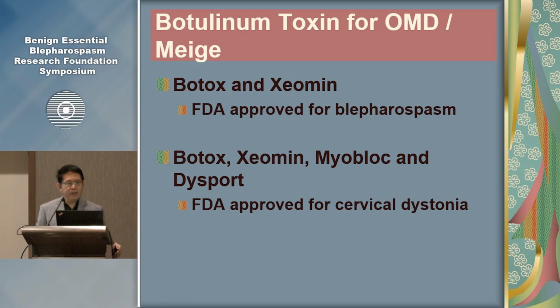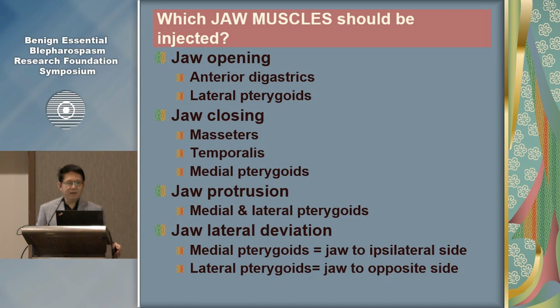Okay, so if we are going to use the toxins, then we need to know the anatomy. We first have to diagnose you with dystonia and then analyze, okay, what's happening here? Because if a patient is injected in the wrong muscle, you can make the dystonia worse. And that's especially true for the jaw. So jaw opening is easy. I mean, it's so obvious, right?